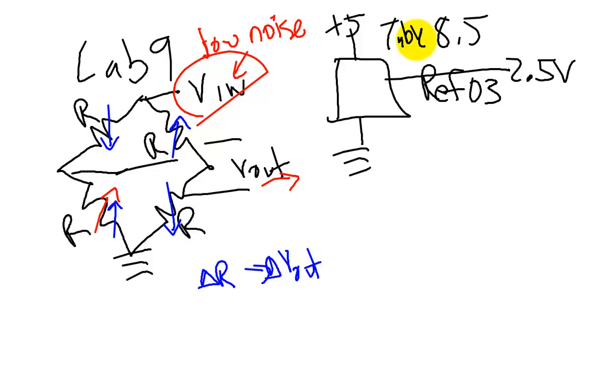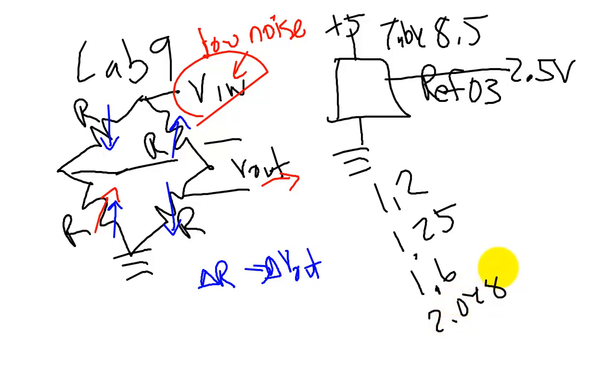It's a list of a whole bunch of references. These guys are like totally mindless because you just power it up and out comes the voltage. That's a 2.5 volt reference, the Ref 03. And you can buy them at 1.2, 1.25, 1.6, 2.048. Okay, that's all. What else? What other circuits are in lab 9?